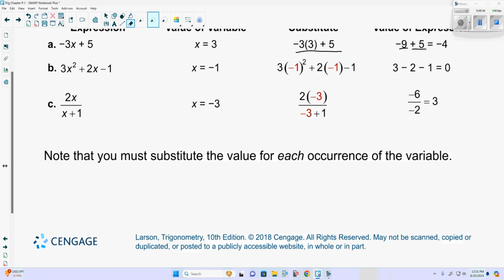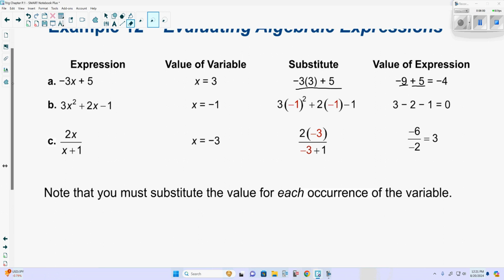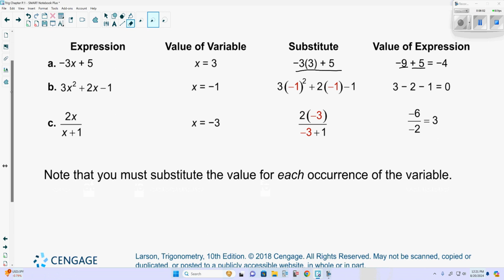Or if we did it with negative 1 for 3x squared plus 2x minus 1, we'd have 3 times negative 1 squared plus 2 times negative 1 minus 1, which simplifies to 0. And the same thing is true for c. We're just plugging in or substituting those values in for the variable and simplifying. And you all have done this before. Most of the time, you plug it into a calculator and it solves it for you. Just order of operations.